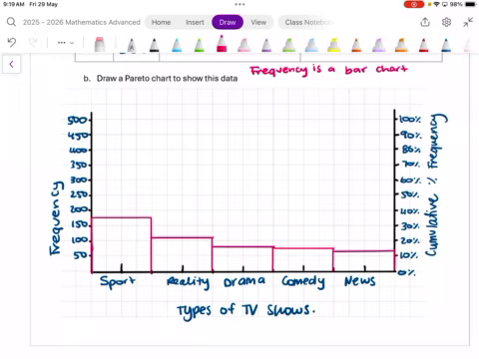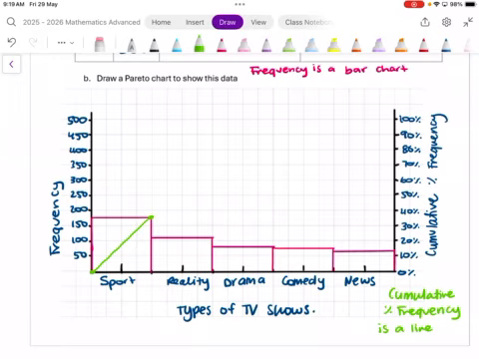And then what we have is our cumulative percentage frequency is a line graph. Okay, so it's like a histogram and a polygon. The first one's really easy to do, okay, because with sport it starts at 0%, right, and then it goes to 34.8%, which exactly should be where you have the end of your sport box.